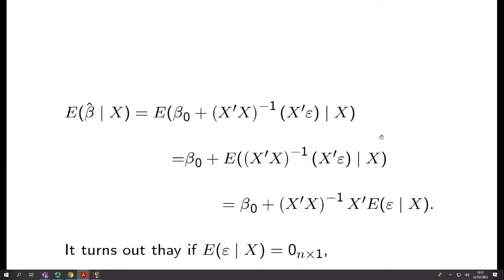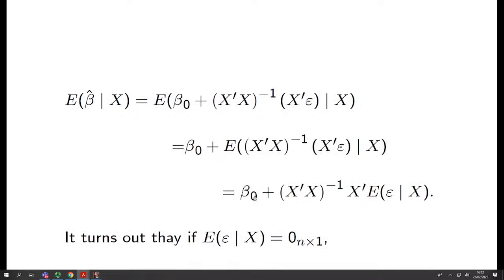Now, second step: it should be clear now that since I'm conditioning on the random variables in the X matrix, I can treat X prime X inverse X prime as a kind of constant. I know they are random variables, but I'm conditioning with respect to X. So what I can do next in the third line here is shift these terms, the X's, outside the expected value, and what remains is the expected value of the error term given X.